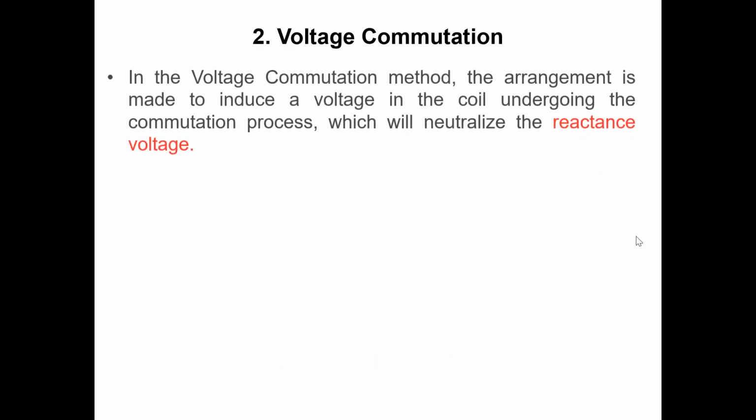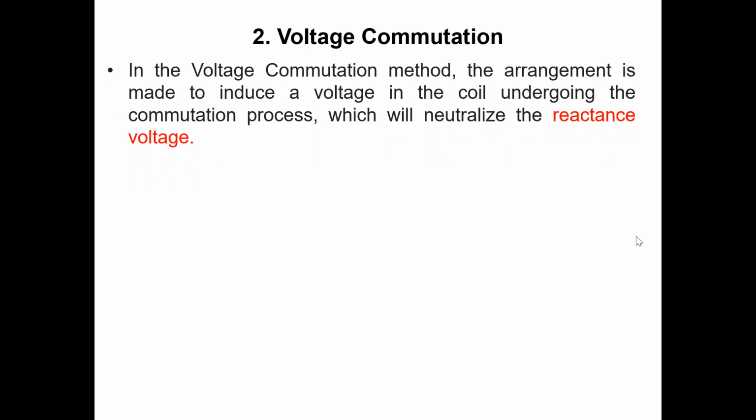Then if we go to another technique, voltage commutation, what do we do? We have a self inductance voltage induced, VL, being produced. In this technique we produce a voltage in such a way that it will oppose this voltage. If VL is reduced, commutation will be improved. If VL is reduced, the current I flowing through this inductor also reduces. If I reduces, sparking will reduce.